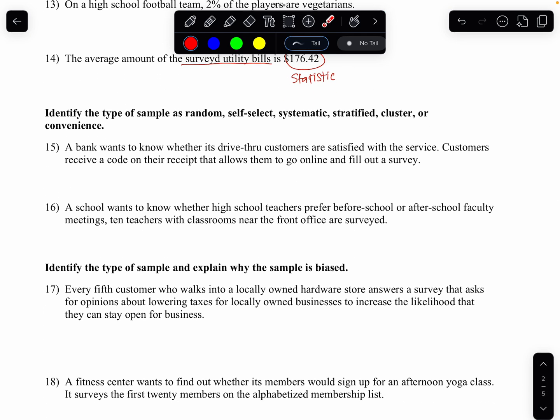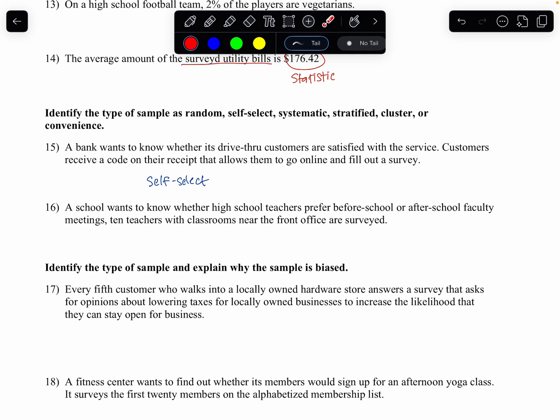Identify the type of sample as random, self-select, systematic, stratified, cluster, or convenient. There are 6 of these right here. A bank wants to know whether its drive-through customers are satisfied with the service. Customers receive a code on their receipt that allows them to go online and fill out a survey. This would be a self-select, because people that go online don't have to respond. It's voluntary response, and so that's a self-select. People volunteer who want to participate.